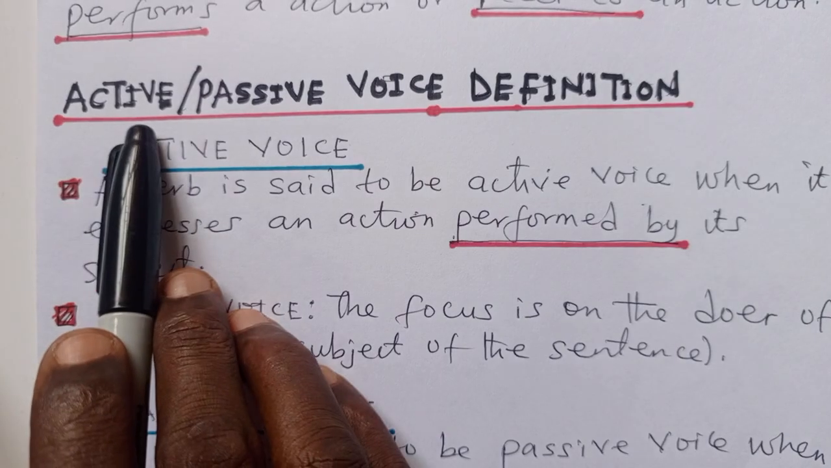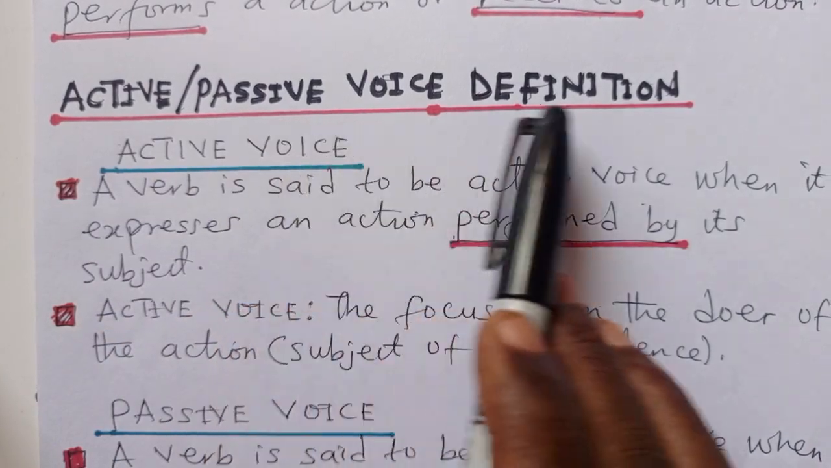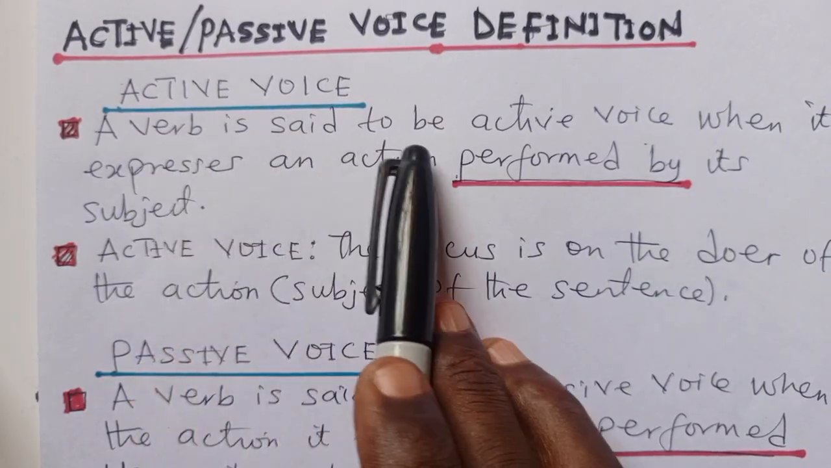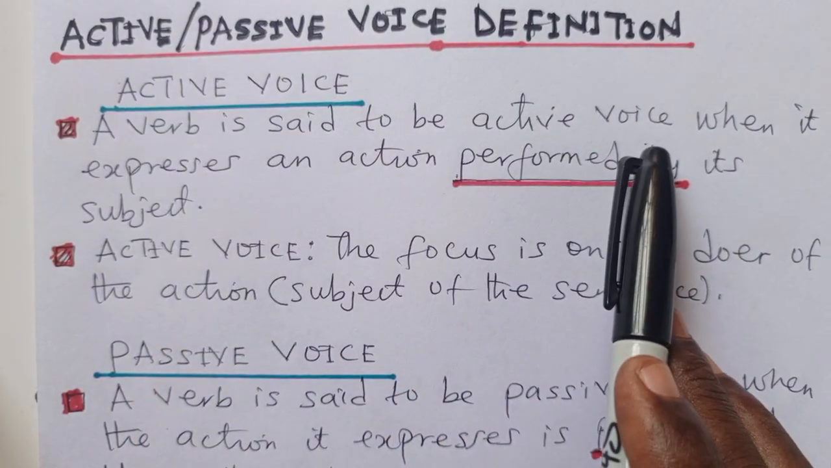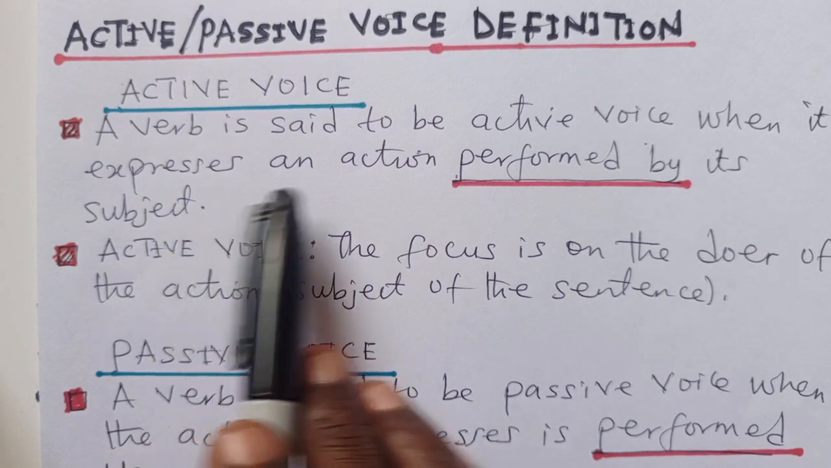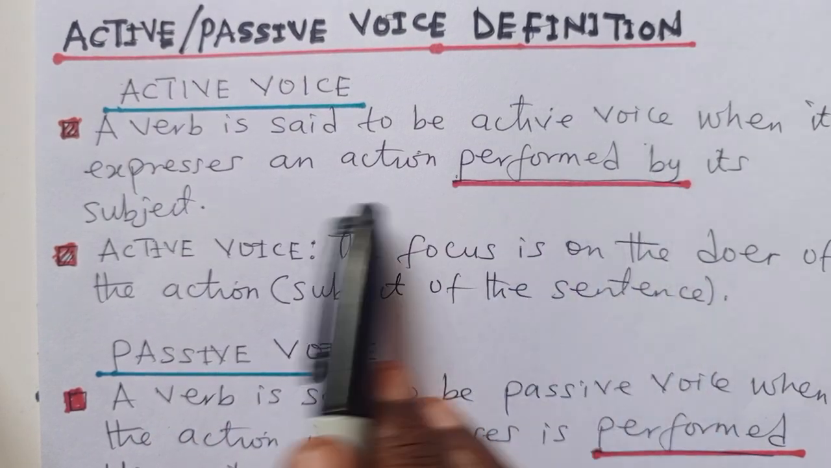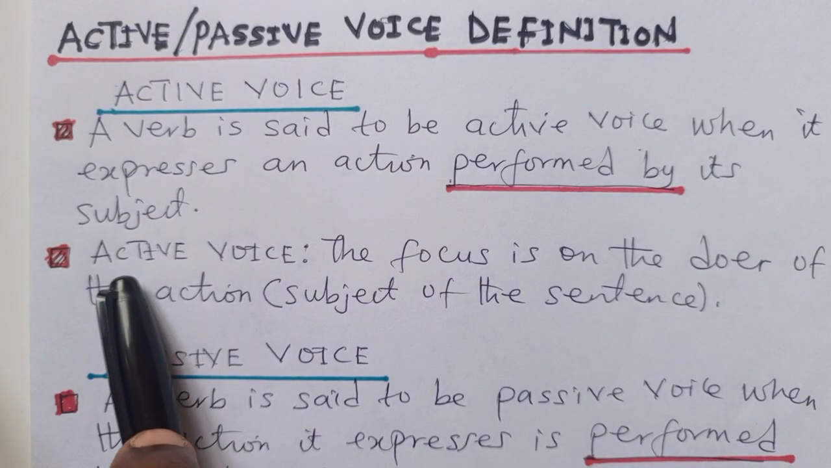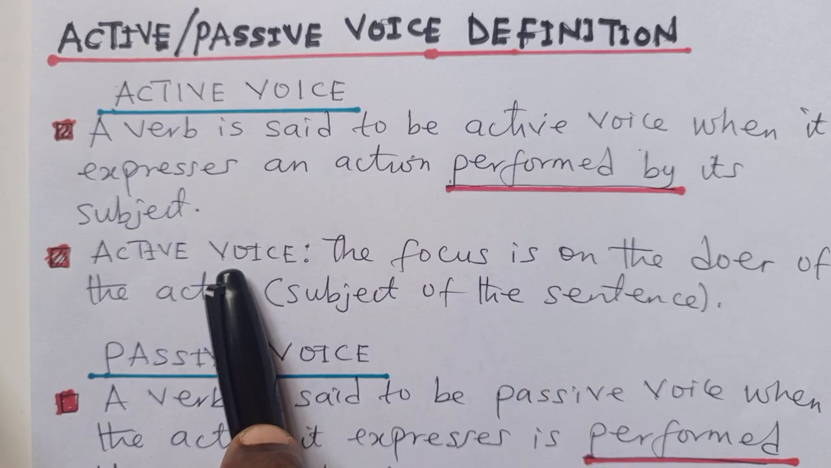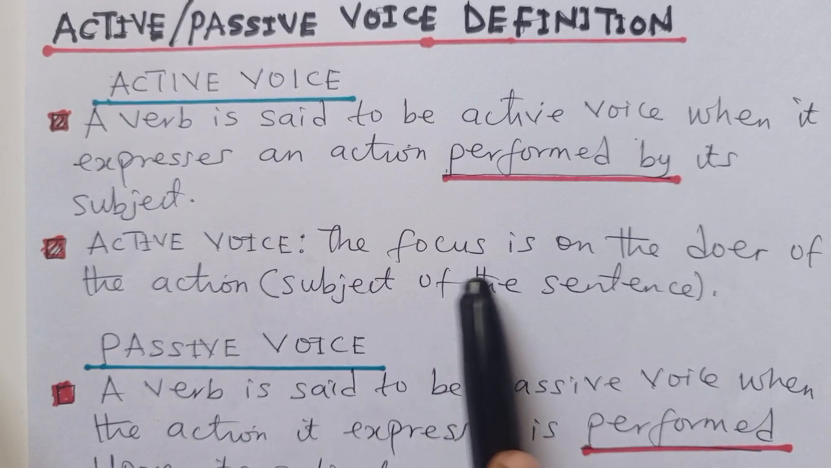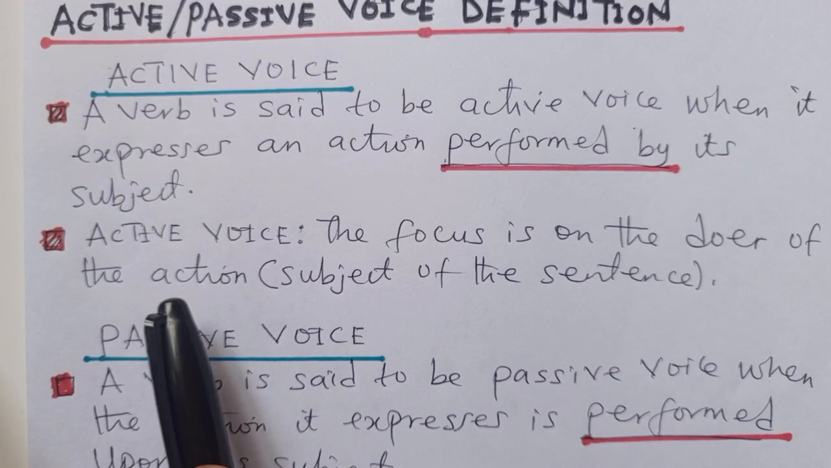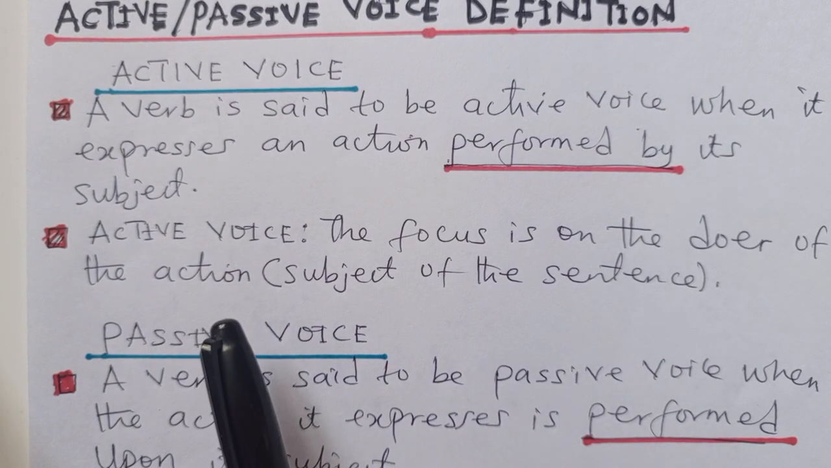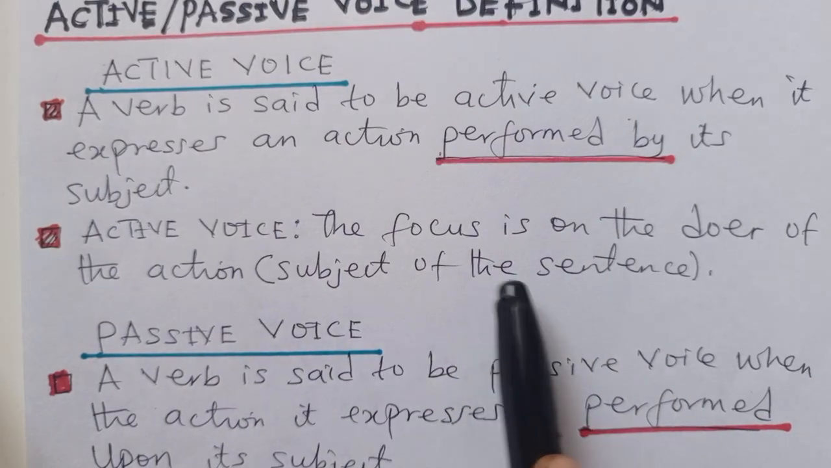So let's look at the active and passive voice definition. So what is an active voice? A verb is said to be active voice when it expresses an action performed by its subject. Now, for active voice, the focus is on the doer of the action. For active voice, the focus is on the person performing the what? The action, that is the subject of the sentence.